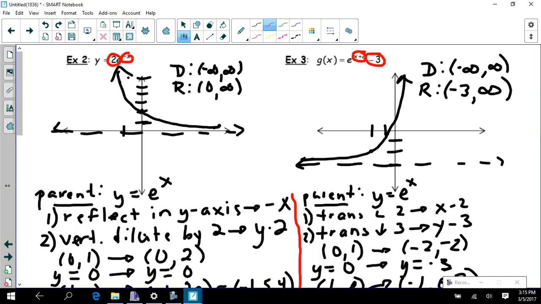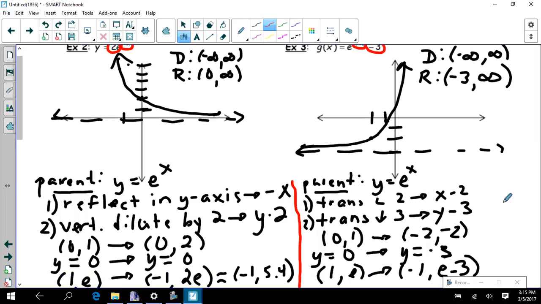Okay, so that's how you do transformations with e to the x. Hopefully that was a good review of transformations for you. If you're still having trouble with those, try to get help for the test that's coming up in a couple days.